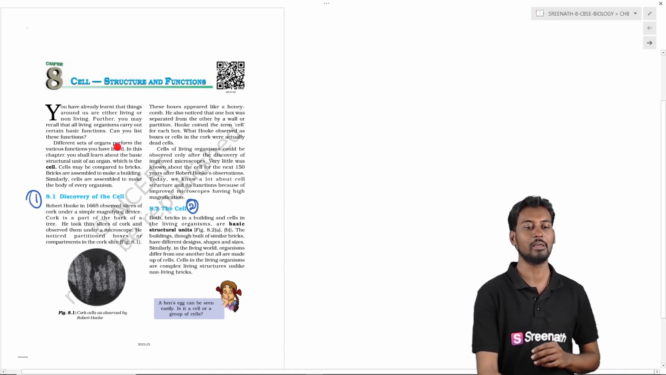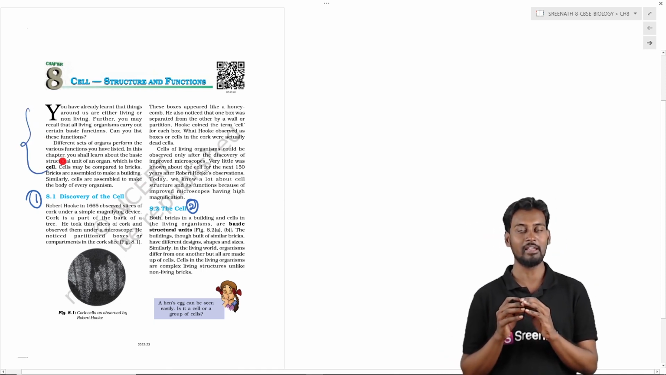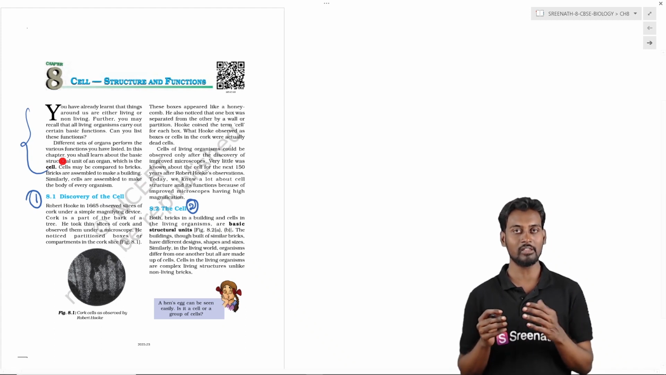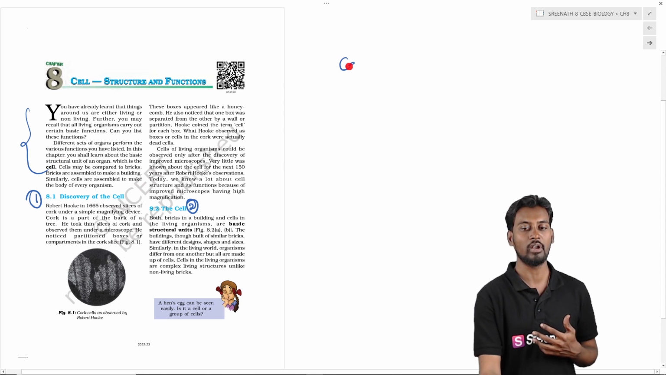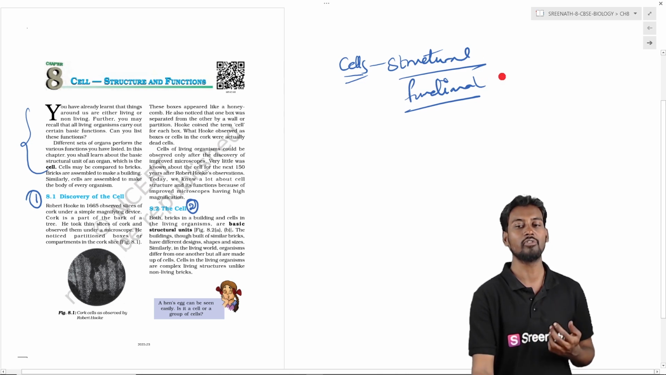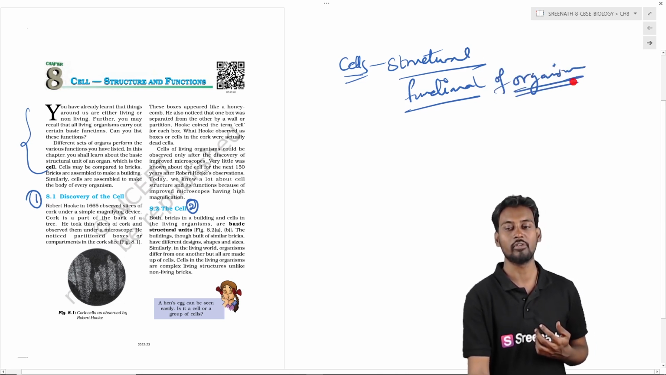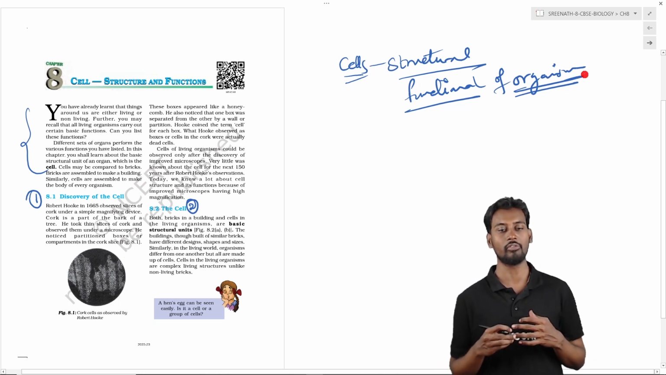So basically it's about the cell, where we are discussing that each and every organism which is living as a living being on the surface of the earth consists of basic fundamental units called cells. Cells are the ones which make the structural and functional unit of an organism. So the function of the organism and the structural appearance of the organism is because of the cells.